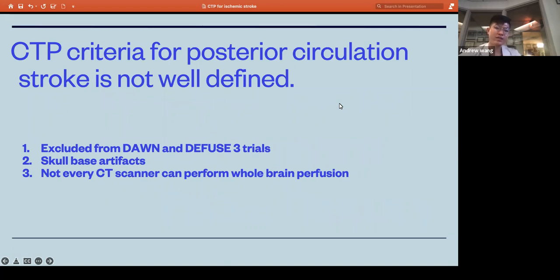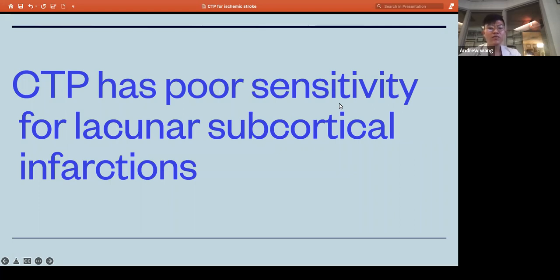Another thing we have to know is that CT perfusion criteria are not well defined in patients with posterior circulation stroke, because all of these patients were excluded from the DAWN and DEFUSE 3 trials. Also, there are a lot of artifacts when CT perfusion is scanned at the skull-base level. Some older CT scanners are not able to perform the whole-brain perfusion scan. And CT perfusion studies have poor sensitivity for detection of lacunar subcortical infarction.